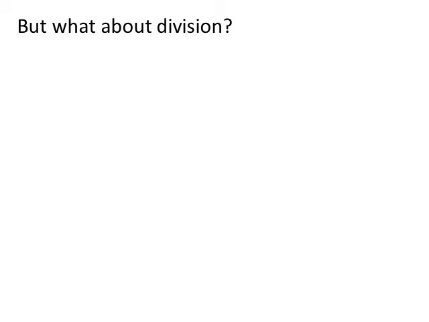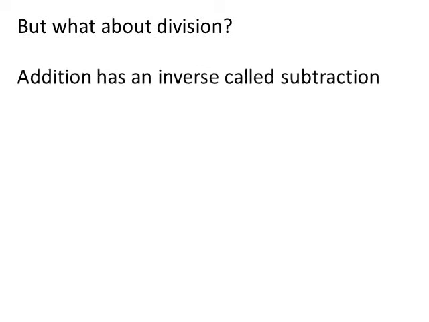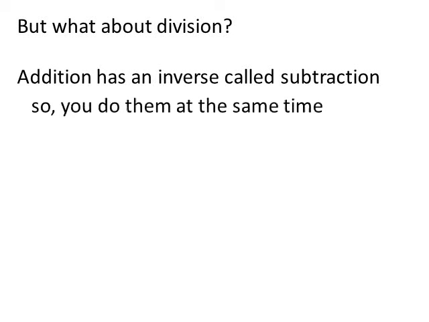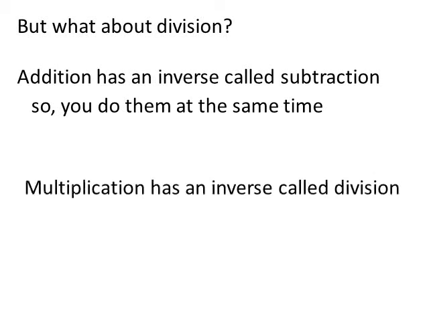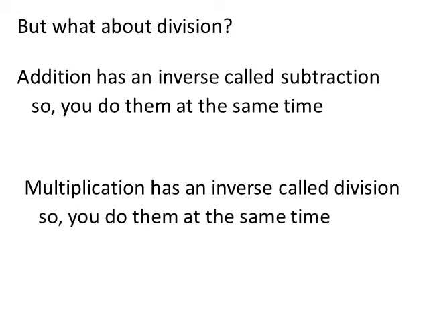Now what about division? Where does that go in this whole thing? The conclusion is that multiplication you should do before addition, no matter where it comes up in the problem. Now what about division? Well, the inverse of addition, when you undo addition, we call it subtraction. And so you did addition and subtraction, quote unquote, at the same time, meaning from left to right in the problem. Multiplication has an inverse called division. So just the same way addition is related to subtraction, multiplication is related to division. So you do multiplication and division left to right through the problem.